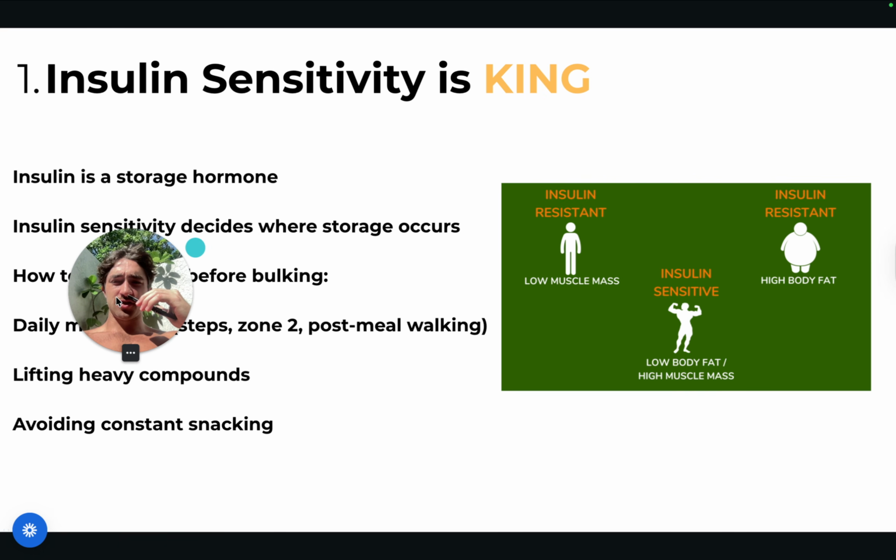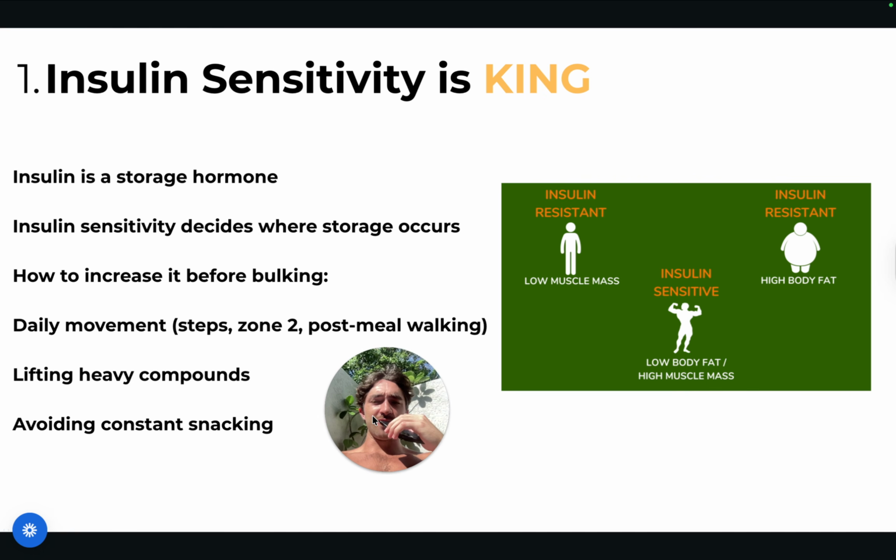So number one, this is the most important thing. Insulin sensitivity is king. If you don't know what insulin is, it's a storage hormone. When your insulin is high, you're storing nutrients and you're stopping fat burning. Everything that comes in gets stored as something, either to muscle or to fat or to your liver as well, if your liver glycogen is not full. It opens your cells to absorb nutrients. So insulin sensitivity decides where the storage occurs.